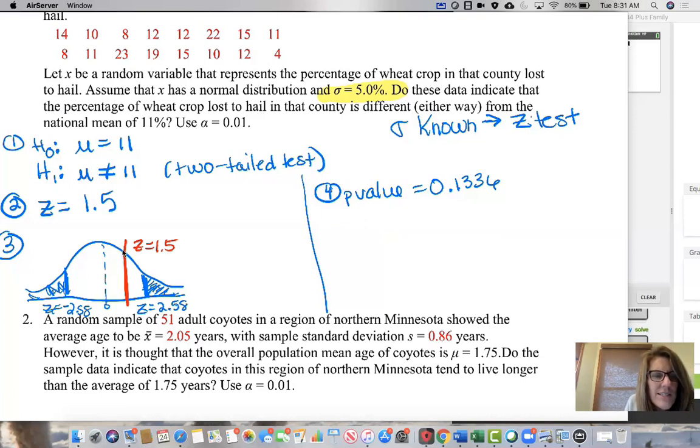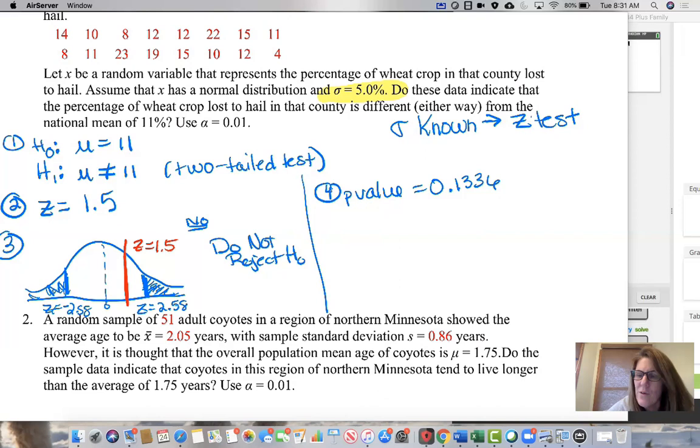Now, the question is, does this test statistic fall in the shaded area, the rejection region? No, it does not, right? Because we say no, our decision is do not reject H naught. Remember to put H naught on there. If the Z test statistic had been larger than 2.58 or smaller than negative 2.58 and fell in the rejection region, we would have said yes, and then our decision would have been reject H naught. Because we say no, it's not in the rejection region, we do not reject H naught.